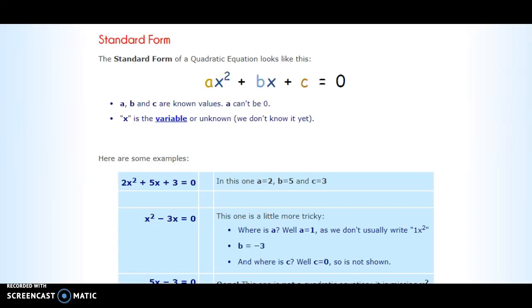Hello everybody. Today we are looking at the standard form of a quadratic equation and we're going to practice factoring a quadratic equation. So this form that we have right here, ax squared plus bx plus c, that is the standard form of the quadratic equation.